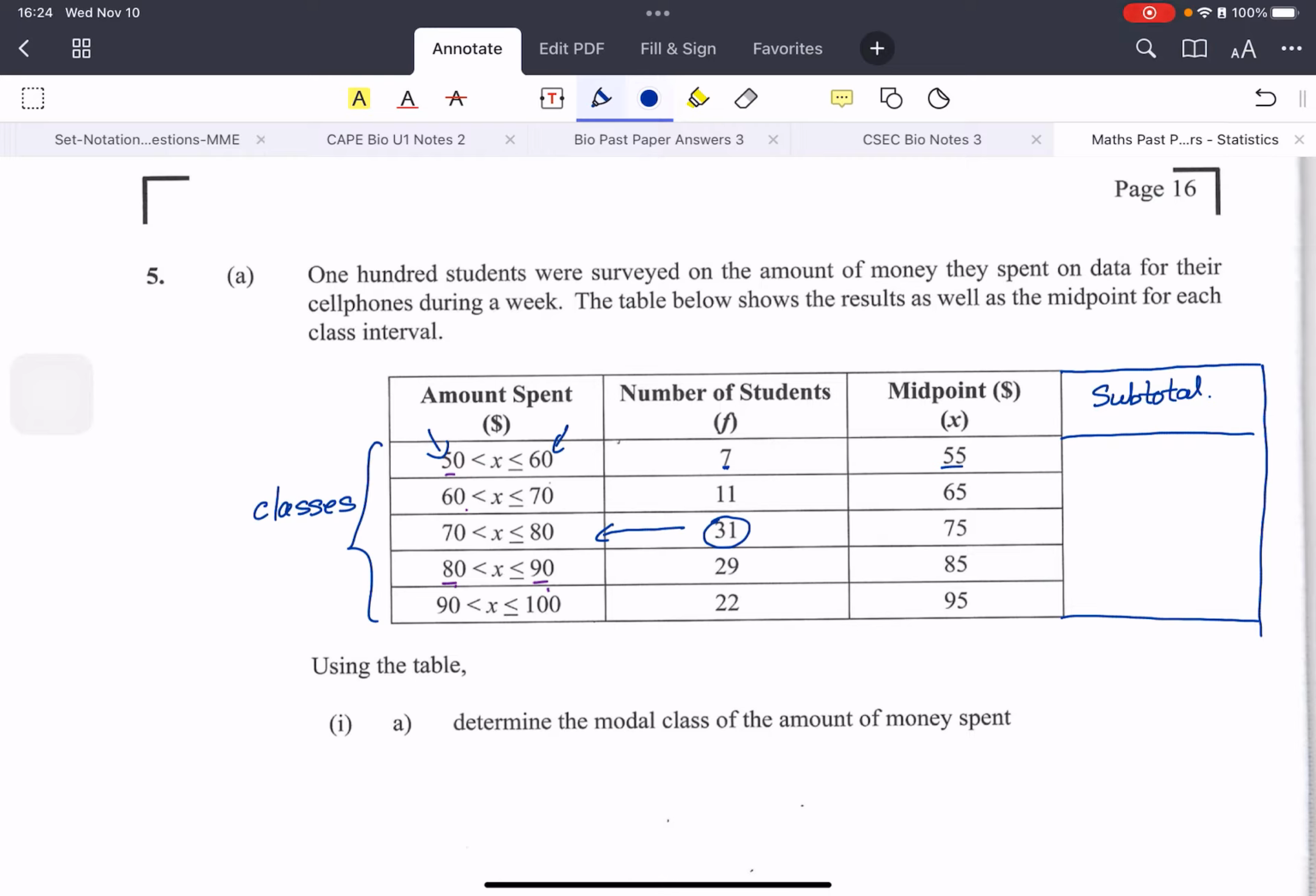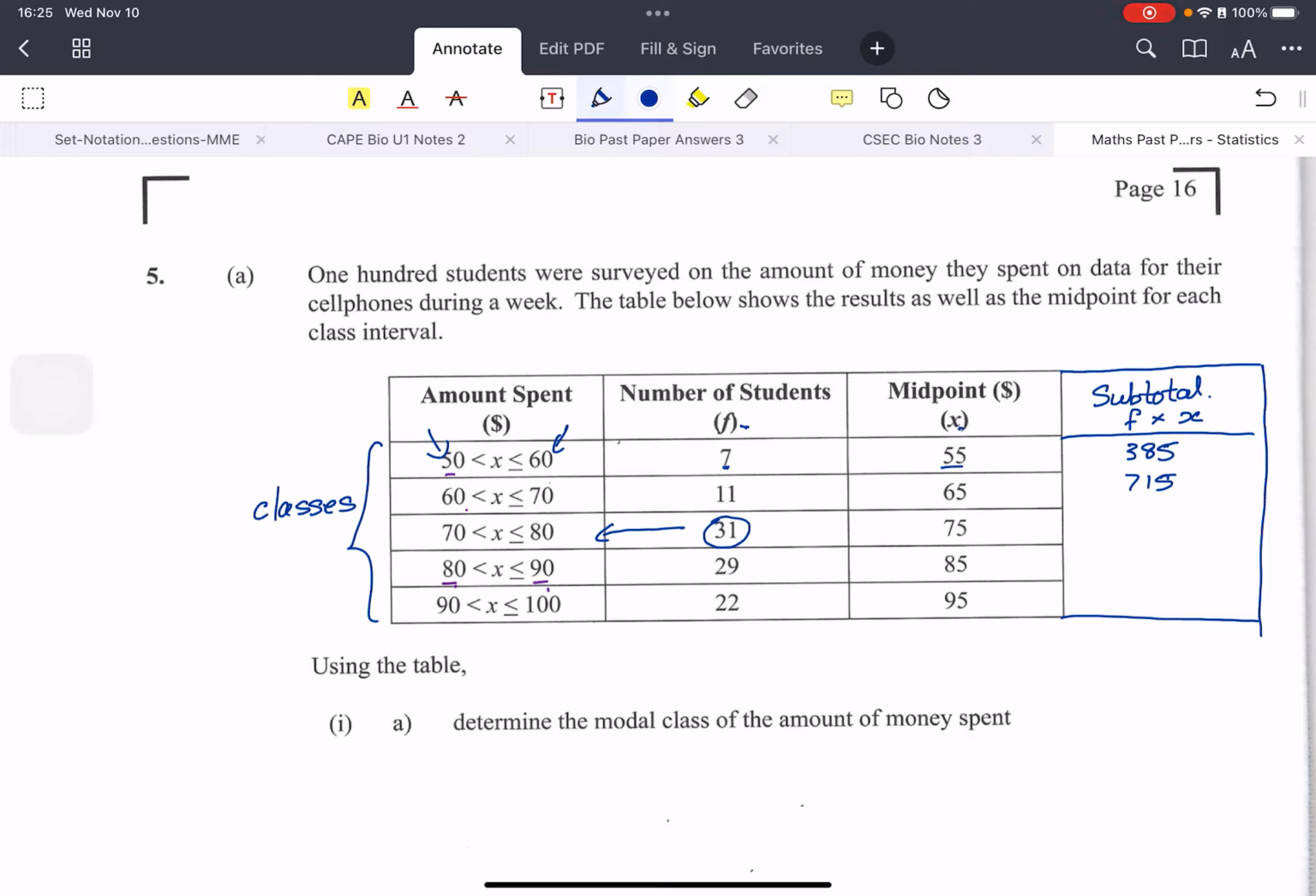Okay, so I like to calculate everything clearly so the examiner could see exactly what I'm doing. Okay, so I'm going to take 7 by 55, 385, and we should write our formula here. Okay, so I'm going to write f multiplied by x. F multiplied by x gives me my answers over there. The next one, 11 multiplied by 65, 715.